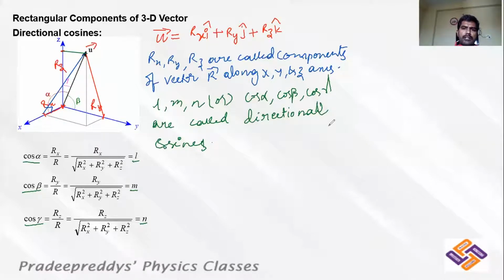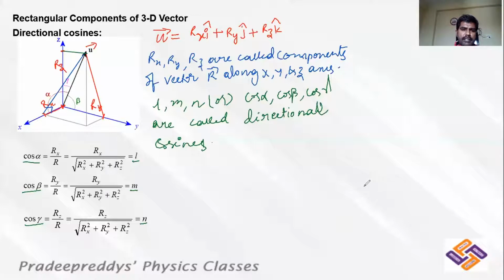The directional cosines are directly written as shown in the figure. You can just use the right angle triangle concept and you can find out trigonometric ratios over there. Cos alpha, cos beta, cos gamma are known as directional cosines.